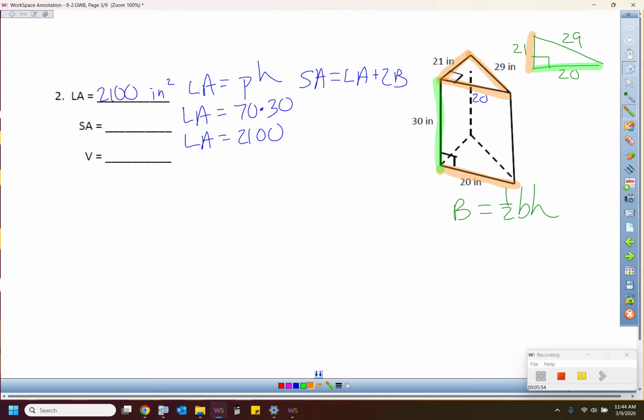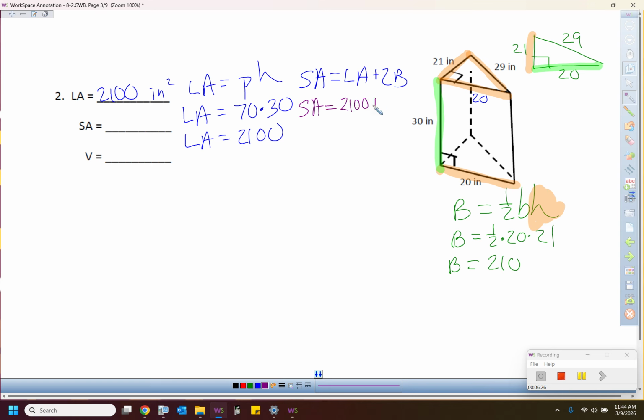You got to be very careful, and when they mention the height, you don't need the height of the prism, which is 30. You need the height of the triangle up there, which could be either 20 or 21. It doesn't really matter which one's which. So 1/2 times 20 times 21, and you could punch that in and get 210 back for that base area. So if I go underneath here and sub this in, it would be the lateral area of 2100 plus 2 times that base area of 210.